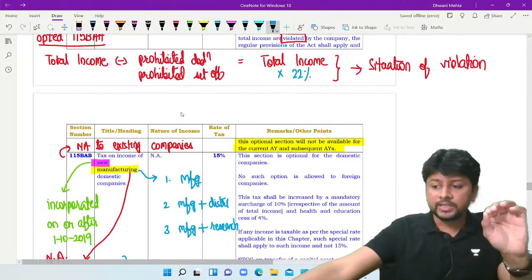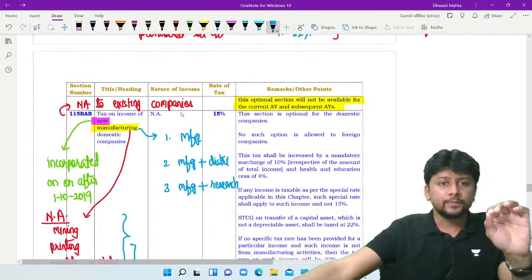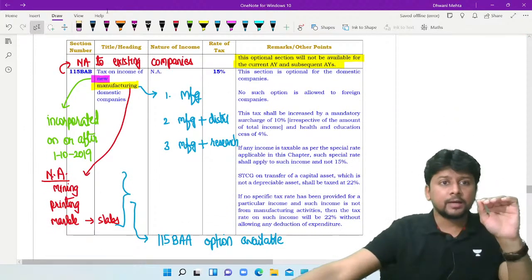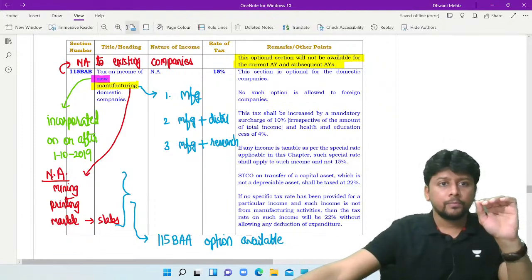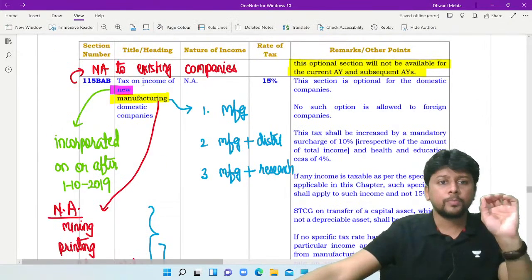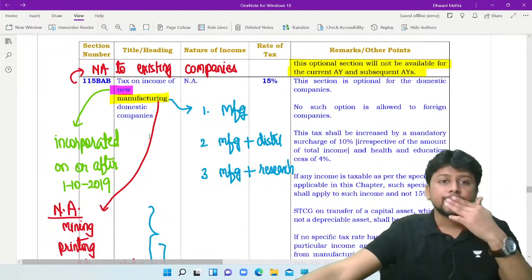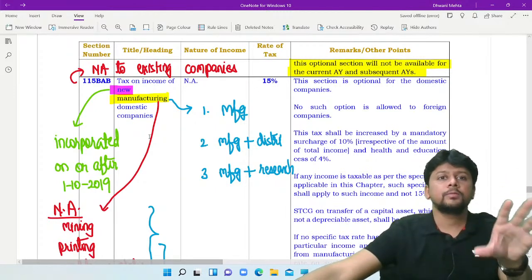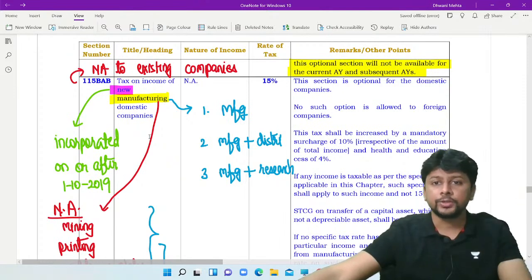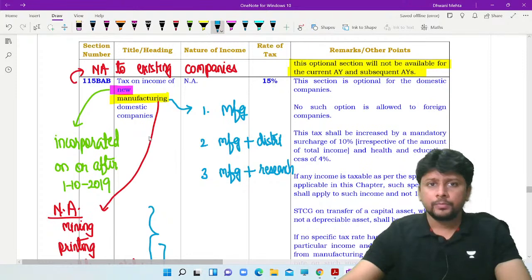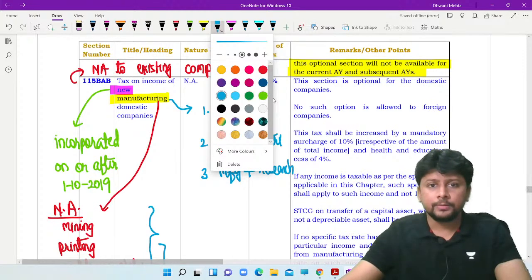So this section that we are currently trying to revise is a very restrictive section. It is only covering newly incorporated companies. It is only covering manufacturing companies, and that too certain manufacturing activities are excluded from the section. Again, this is a section which is optional.